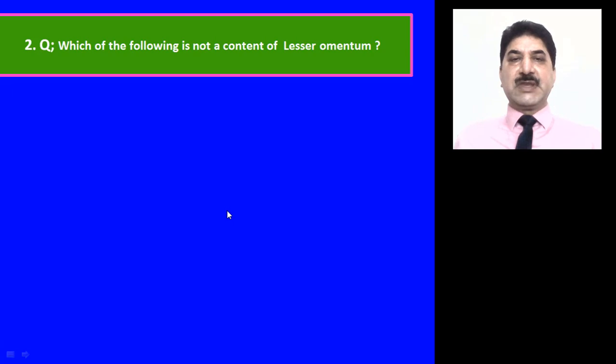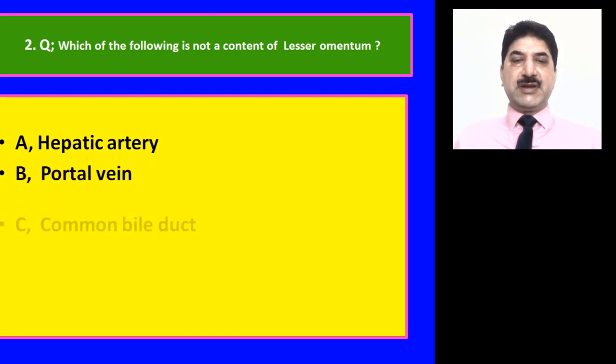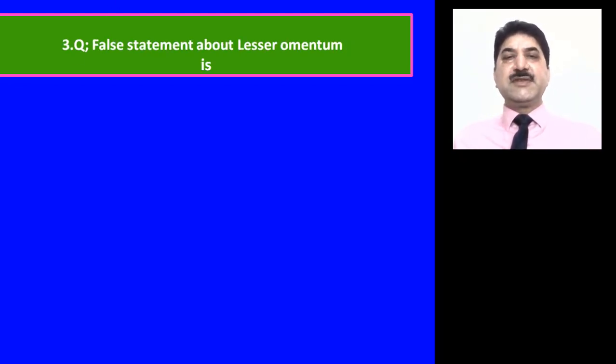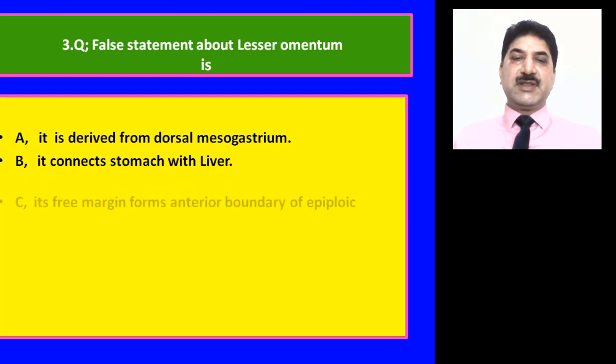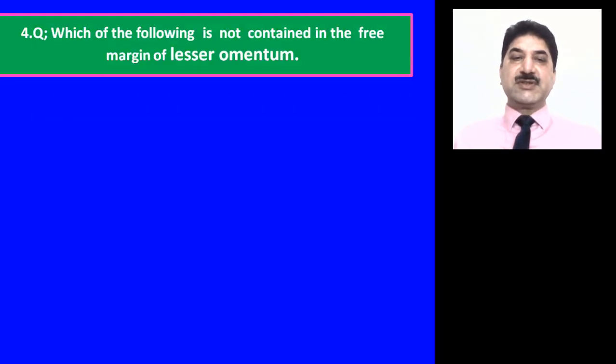D is not a part of lesser omentum. Which of the following is not a content of lesser omentum? Hepatic artery, portal vein, common bile duct, inferior vena cava. Inferior vena cava lies posterior to lesser omentum. False statement about lesser omentum: it is derived from dorsal mesogastrium; it connects stomach with liver; its free margin forms anterior boundary of epiploic foramen; hepatophrenic ligament is a part of it. A is the wrong statement.